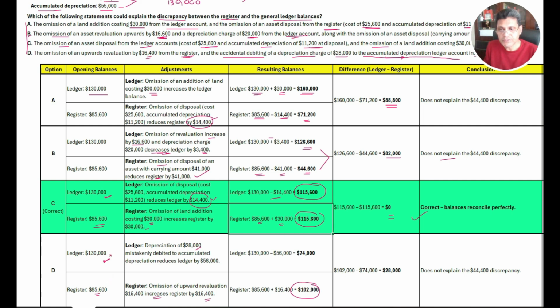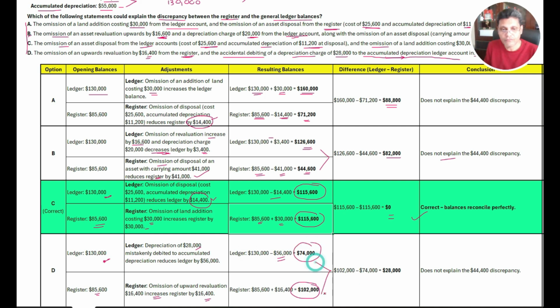To correct this mistake, the accumulated depreciation account needs to be credited twice the depreciation amount, because instead of crediting, they have debited the accumulated depreciation account. So in order to correct this, you need to credit twice the depreciation amount. That will reduce the net book value by 56,000. So the adjusted ledger balance will be 74,000.